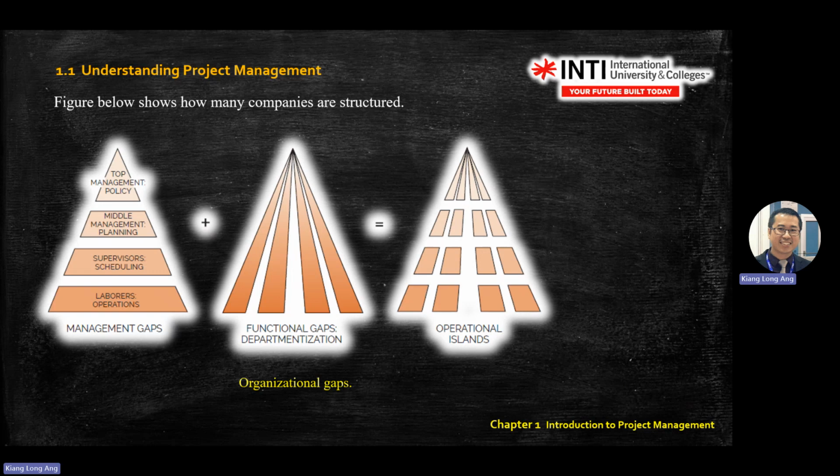Okay, so the worst one is this one. So don't come to this one. This is called organization gap. It can be one question, a Section A, 10 points kind of question. You just draw this one.